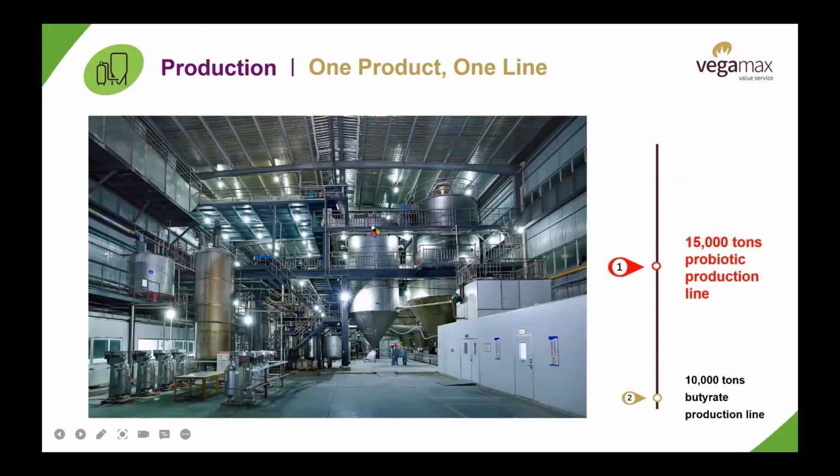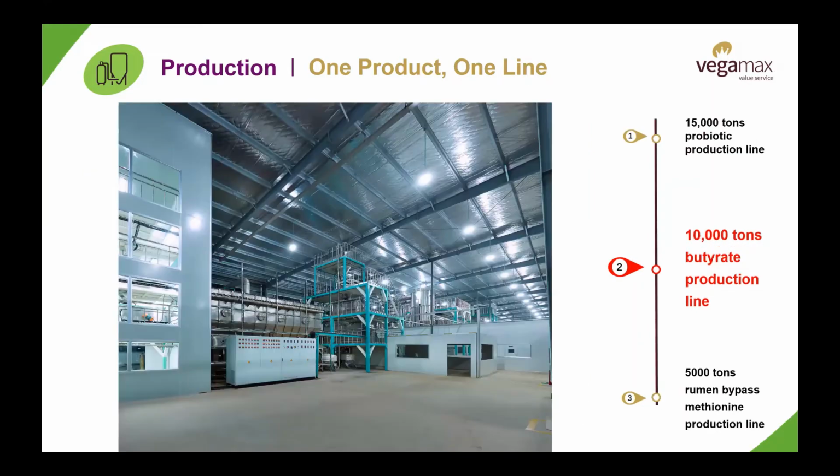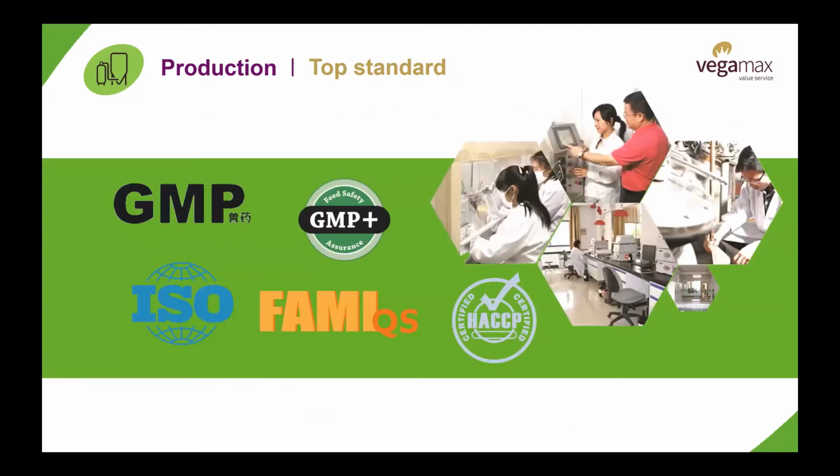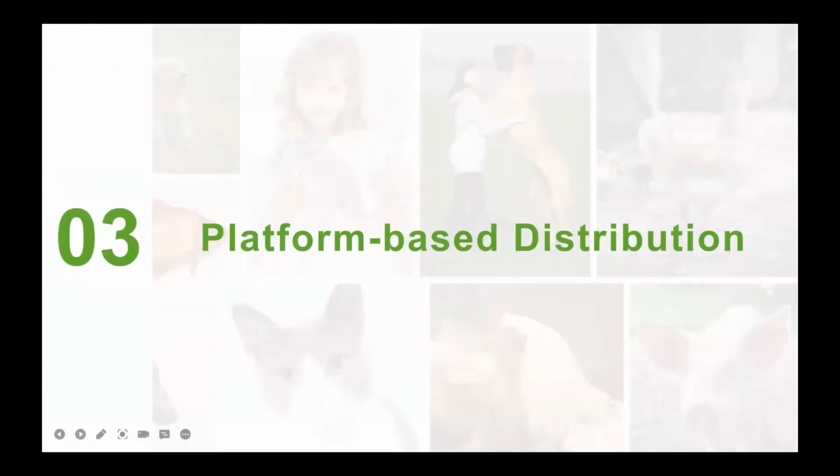This is the liquid fermentation line for probiotics. The production capacity is 15,000 tons. And also a 10,000 ton butyrate product line, and a 2,000 ton 2% biotin production line. All of our production lines meet international standards, for example GMP, GMP Plus, ISO, PharmQS, etc.